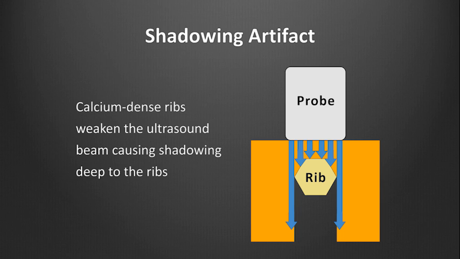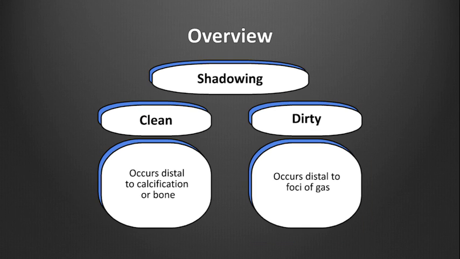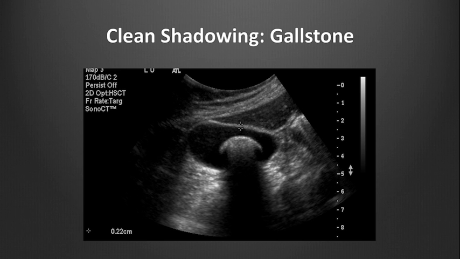Shadowing is caused by absorption of the ultrasound beam by a dense object in its direct path, in this cartoon, a rib. This object blocks the ultrasound beams from penetrating deeper in the tissue, resulting in an area of darkness on the screen. Shadowing artifact can be described as clean or dirty, and we will show examples of both. Clean shadowing can be a clue to the presence of gallstones or urinary bladder stones.